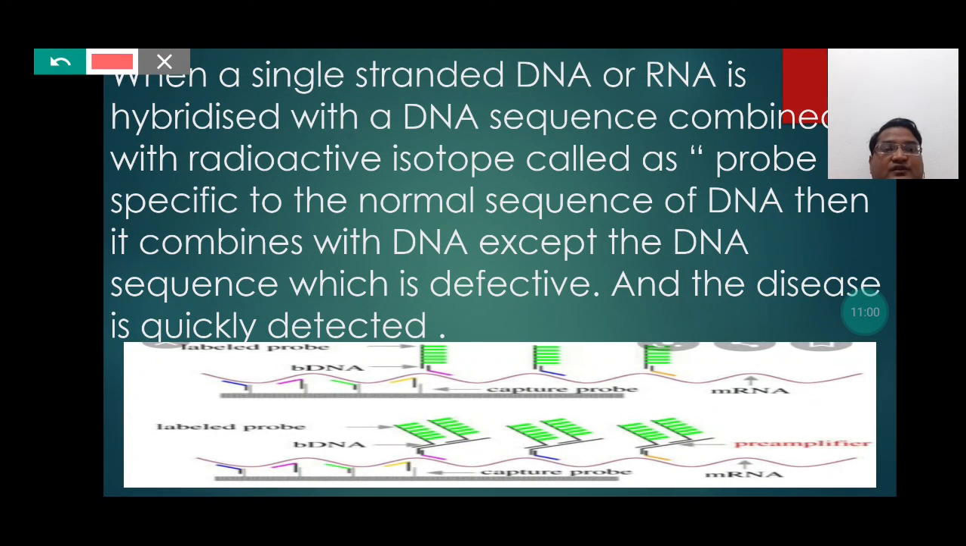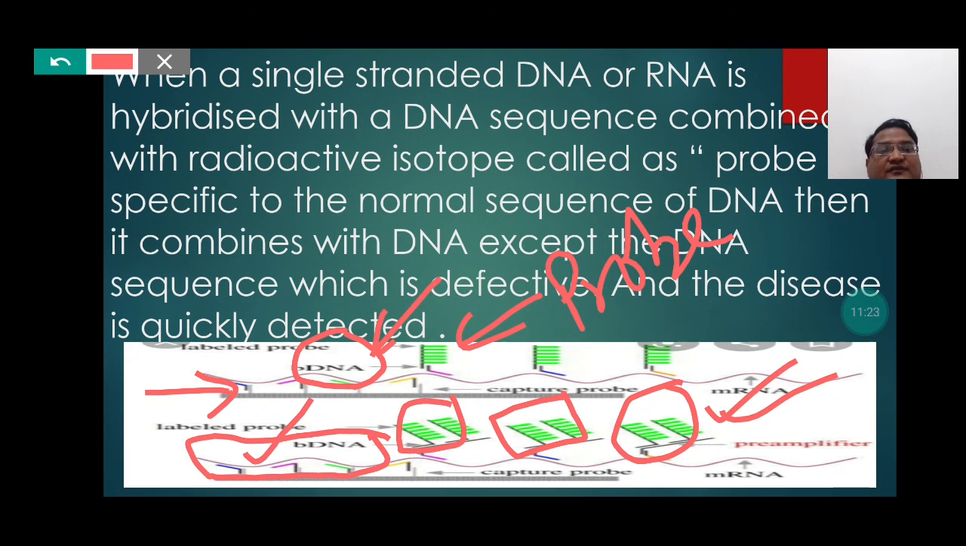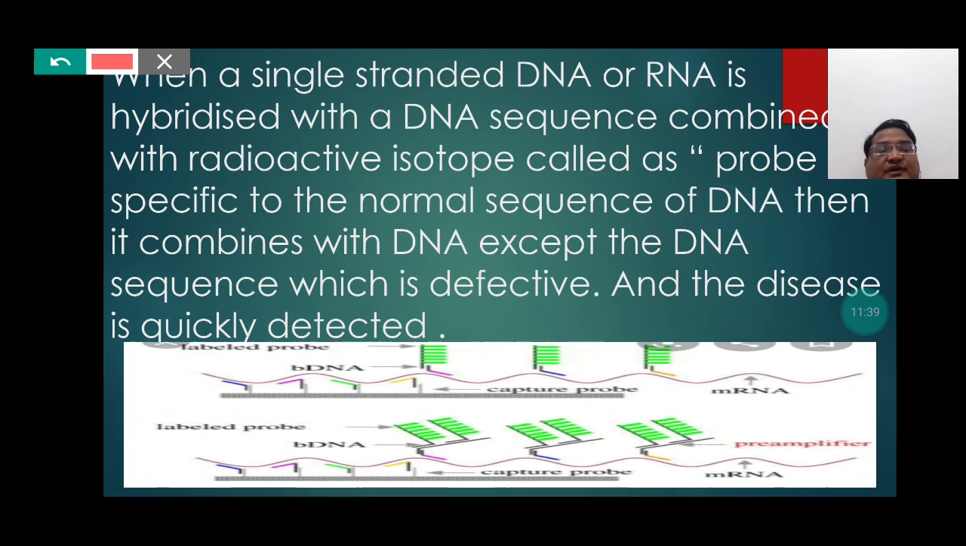So students, here you can notice that the single strand of the DNA is further combined with the DNA with the probe, and the probe attaches to the specific places which are the normal strands and does not bind to the specific strand which is defective, and that is how the defective gene is separated.